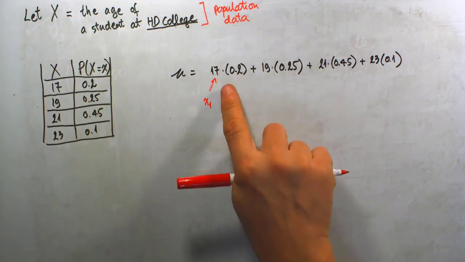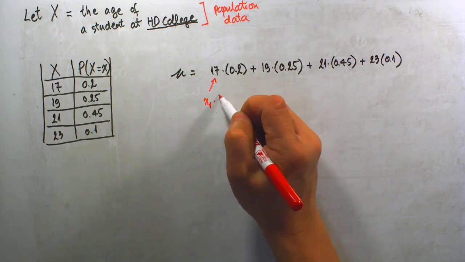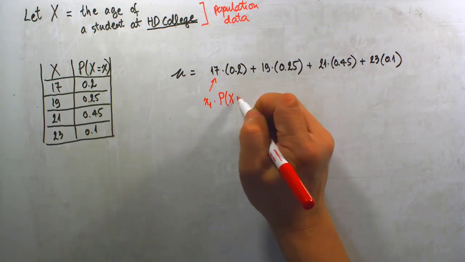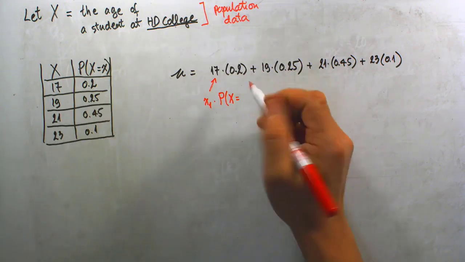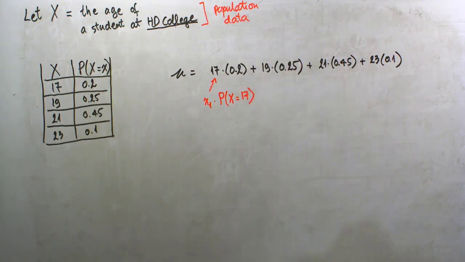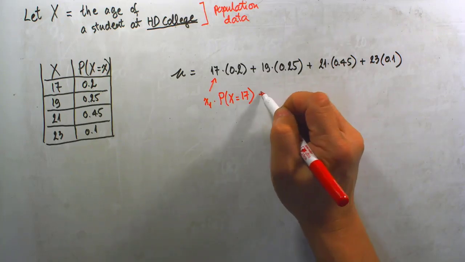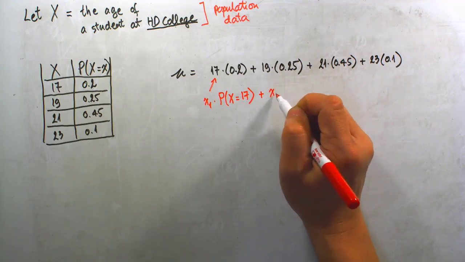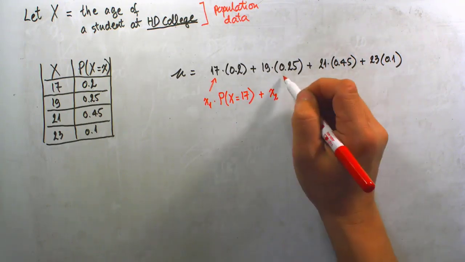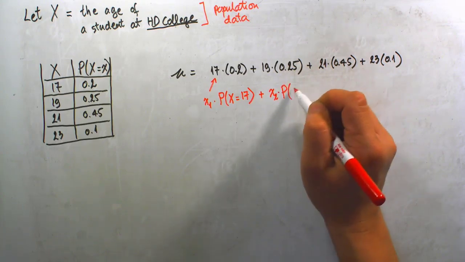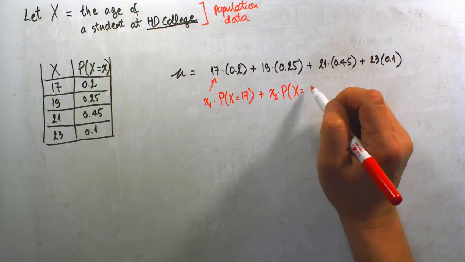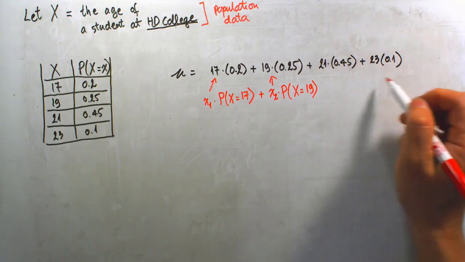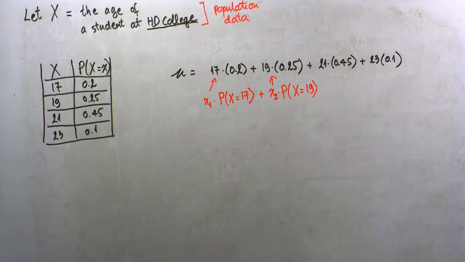And so what happened here was that I multiplied the first distinct value with the probability that x equals, this 0.2 right here is the probability that x equals 17 specifically. And similarly, 19 here was the second value on my list, x2 right here. And the 0.25 here is understood as the probability where the random variable equals 19. And so on and so on. That's how it happens with each of these terms in our population mean calculation.